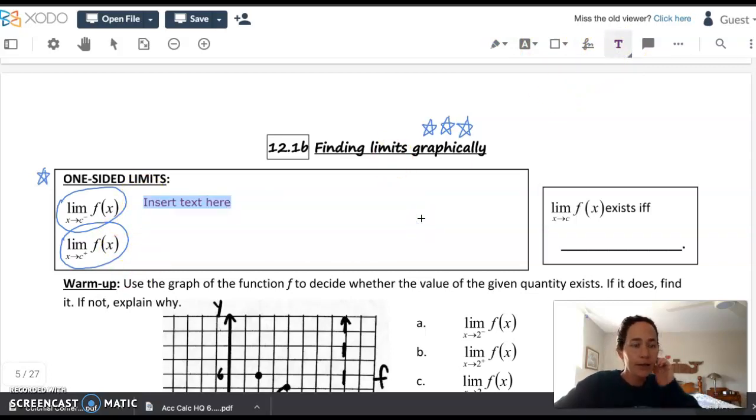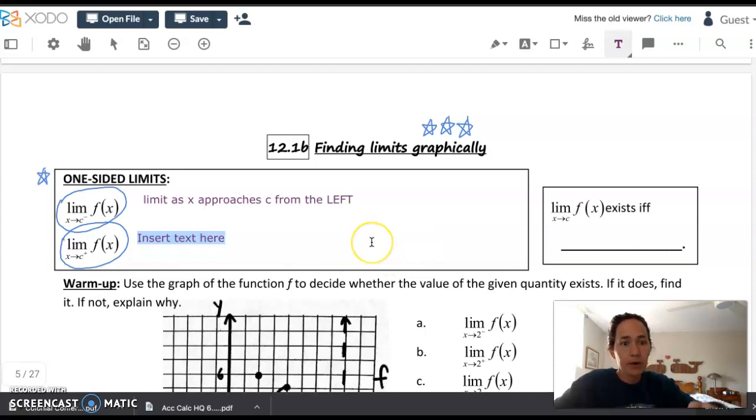A limit as x approaches c with the negative superscript is going to be the limit as x goes to c, so as x approaches c from the left. That's important. I'll put that in all caps, from the left. And I am going to write just about the exact same phrase, but with the opposite direction for this plus superscript. So this second one is going to be the limit as x approaches c from the right. And we'll see this in play in the graph below.